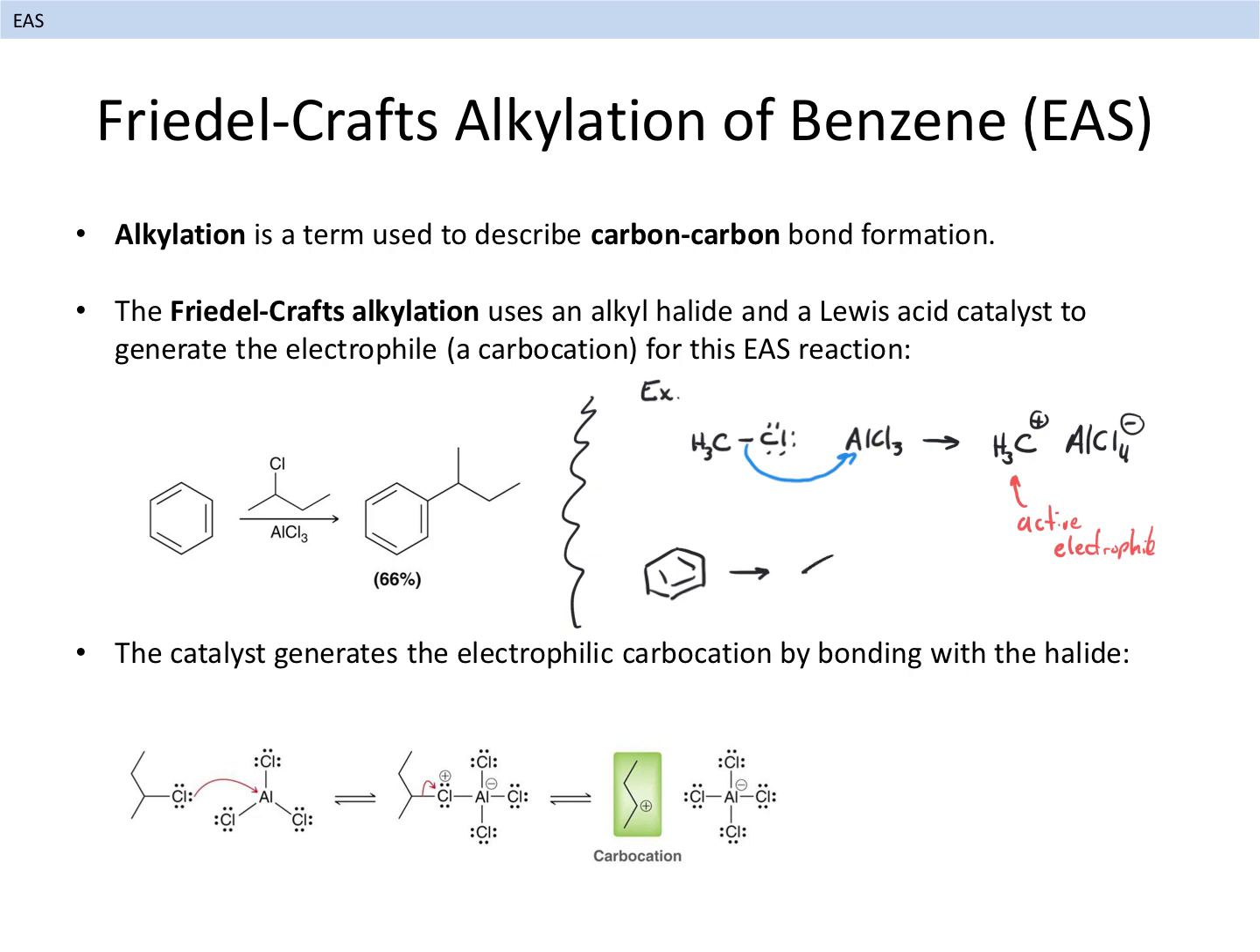Once the carbocation is generated, it reacts with the electron-rich benzene ring, resulting in the formation of a new carbon-carbon bond. The product of this reaction is an alkyl-substituted benzene, such as toluene, where a methyl group is added to the benzene ring. The Friedel-Crafts alkylation reaction is highly versatile and widely used in organic synthesis to modify aromatic compounds by introducing various alkyl groups.